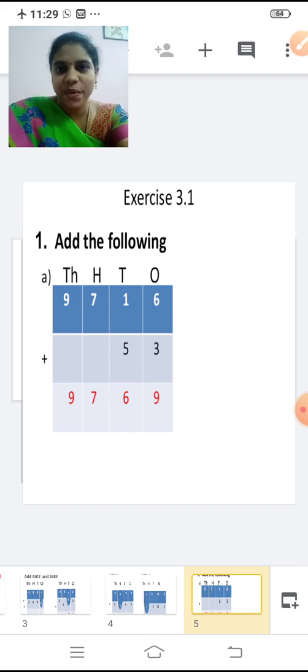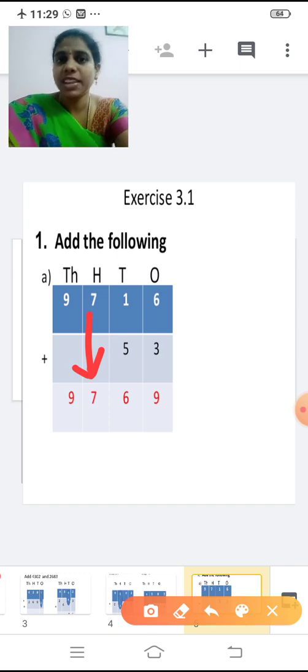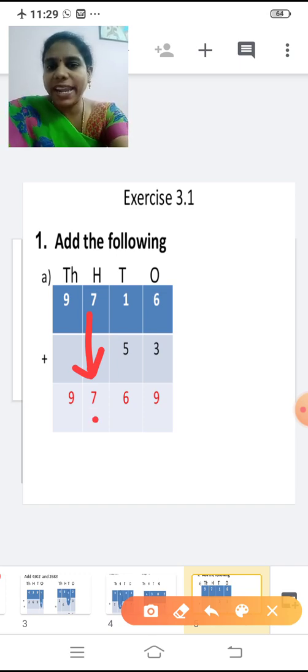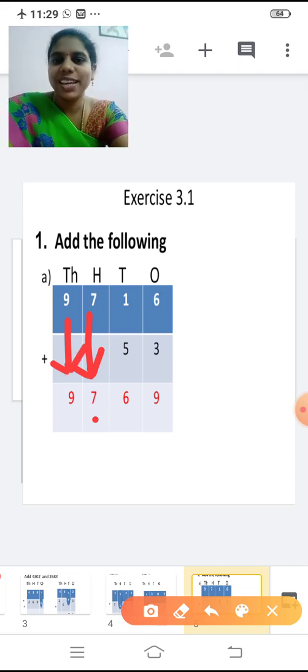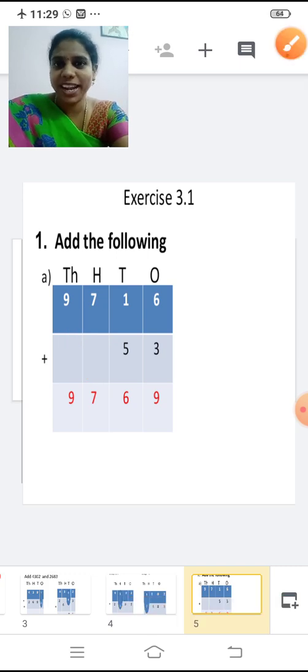Now move on to the hundreds place. There is no number to add. So write down the number directly below that. So 7, you take that 7 and write that below. What do you mean by 7 plus 0 is 7, right? So write 7 and 9. There is no number to add. So take that down, 9. So 9769. Understood children? Shall we move on to the next sum? You know how to add 4-digit number, right? So shall we move on to the next sum?